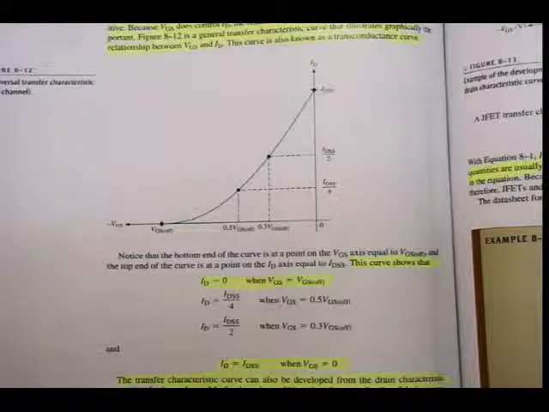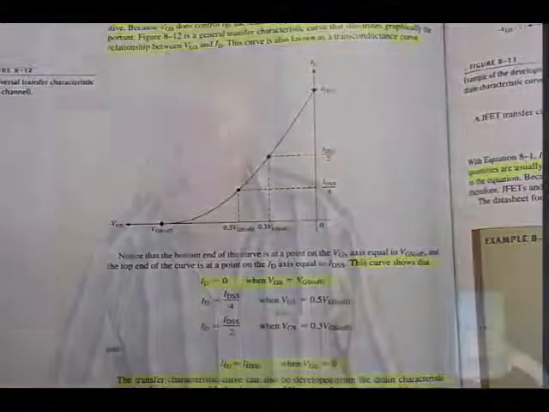They say ID is equal to IDSS divided by 4 when VGS is 0,5. But don't worry too much about those. We're not going to use it. Two important ones are the top and bottom points. The transfer characteristic curve can also be developed from the drain characteristic curves by plotting values of ID for the values of VGS taken from the family of drain curves at pinch off, as illustrated in figure 8.13 for a specific set of values. Alright, let's have a look.